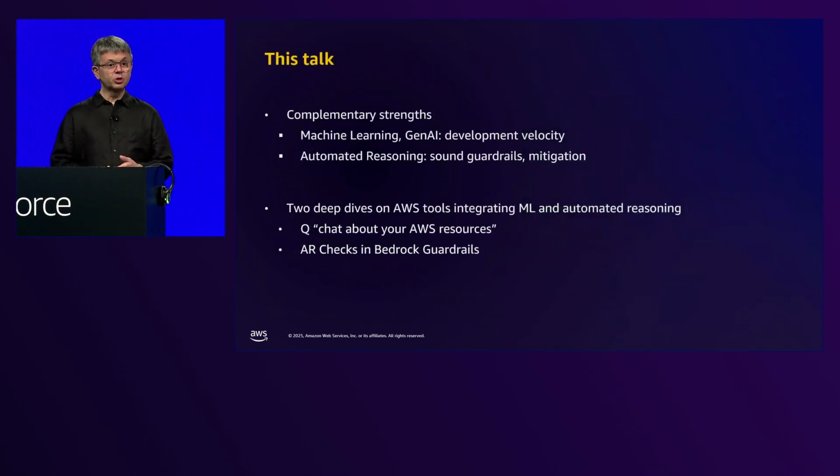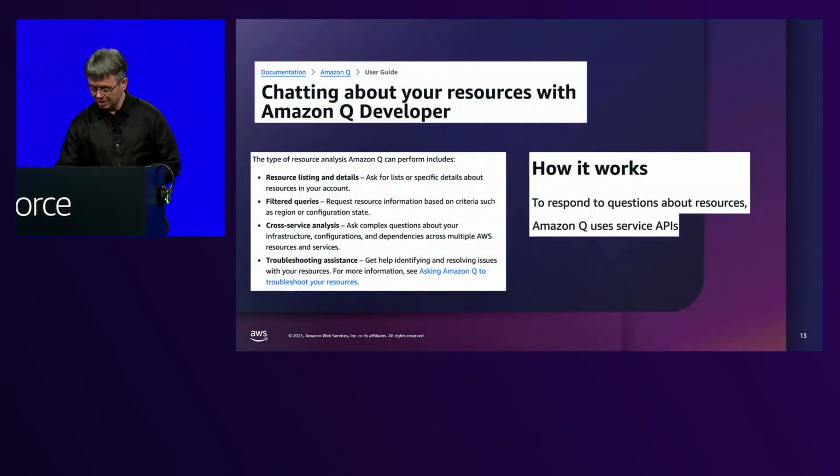The two tools we're going to showcase today have a somewhat different flavor from the ones you saw on the previous slide. This new generation of tools, like I alluded to earlier, make joint integrated use of machine learning for development velocity and automated reasoning to provide guardrails for hallucinations that might have correctness and security implications.